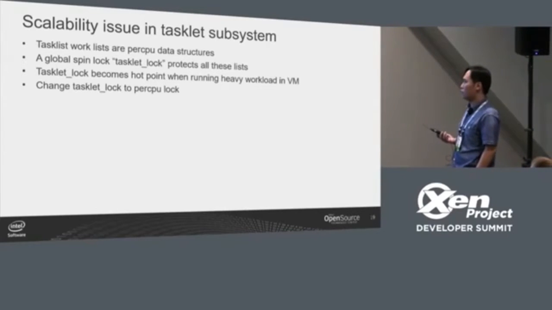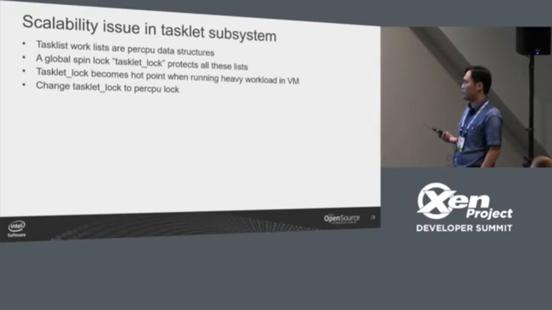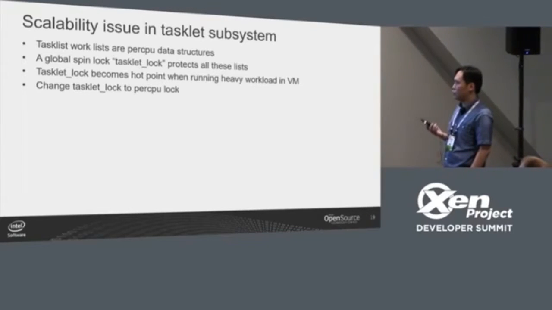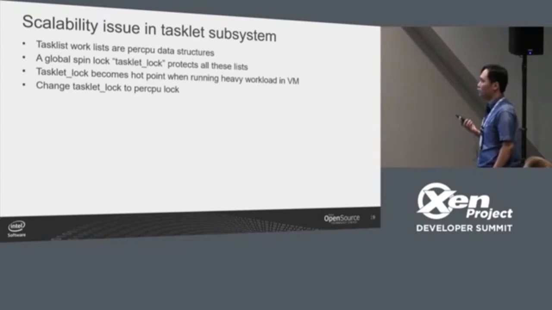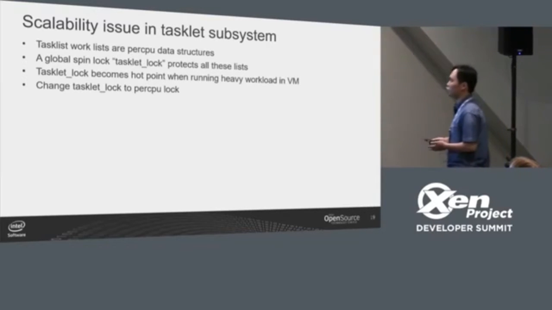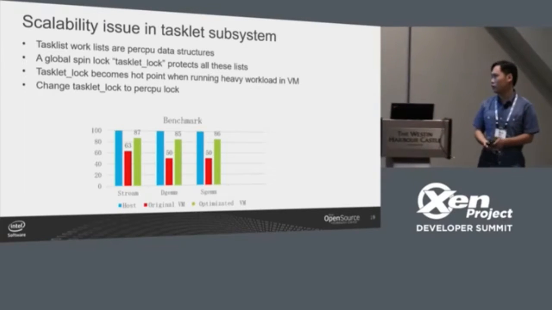When running heavy workloads in the VM, because there are a lot of timer requests from the VM at that point, the hypervisor injects back the timer interrupt via the event channel in the tasklet list. At that point, the global tasklet lock becomes a hot point. So we tried to change the tasklet list lock to a per-CPU lock. The performance data increased a lot.